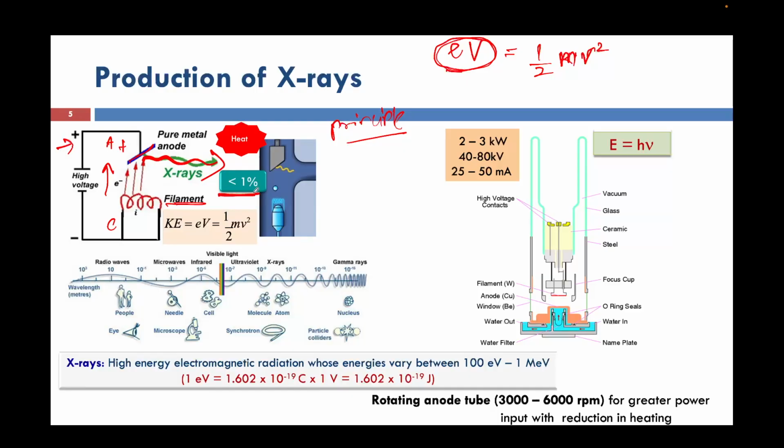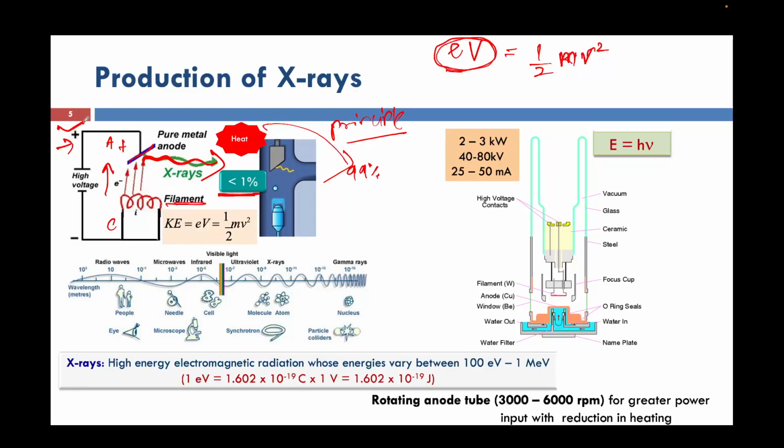That means the rest, 99% of the energy of these highly energetic electron beams, is wasted in the form of heat. That is why, whenever X-ray generation happens, we have to cool this entire setup using some coolant. Generally we cool it using water. So this is the basic principle of X-ray generation.